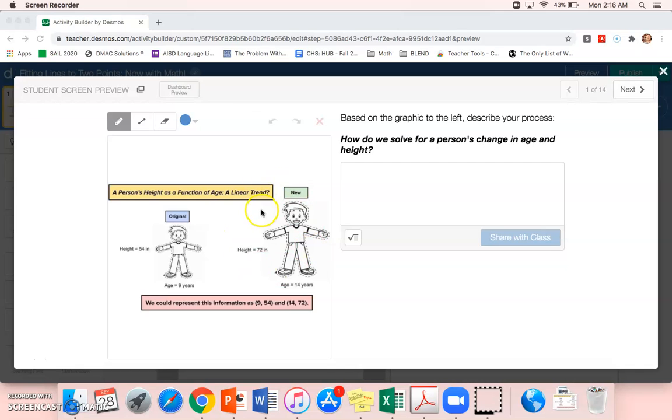So take the new height, take the new age, subtract the original height and the original age, and we would find something that you could call a rate of change, right? So how much height is changing over the amount of time that's passed, right? So hopefully your description sounded something like that.